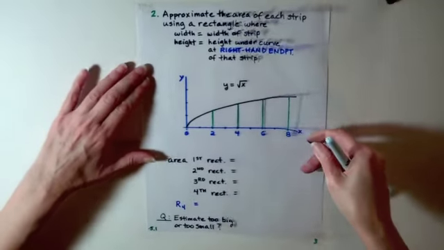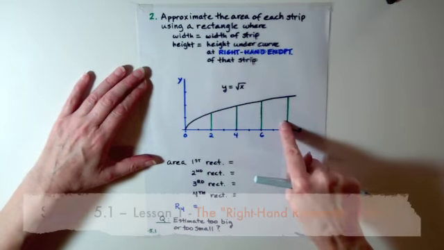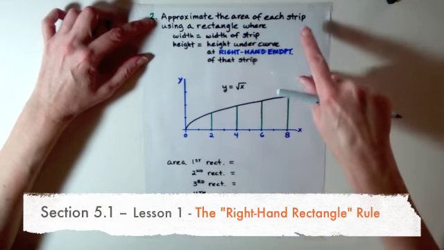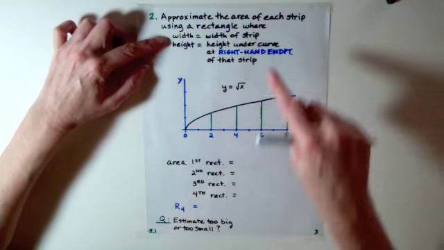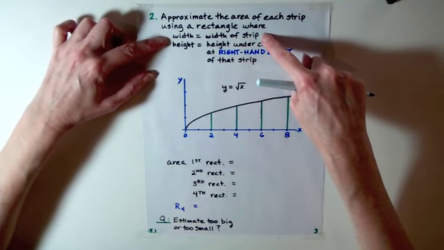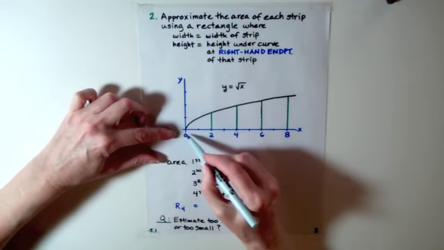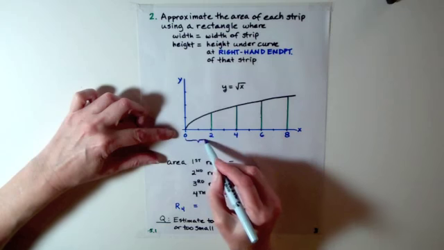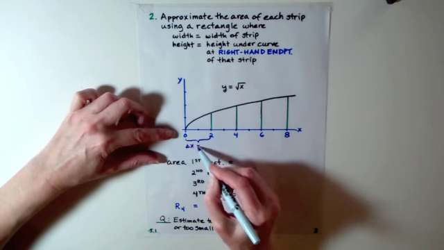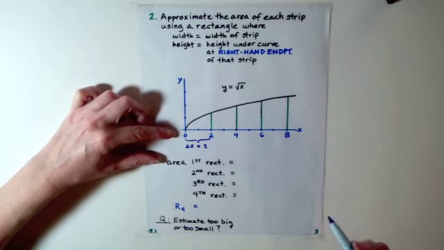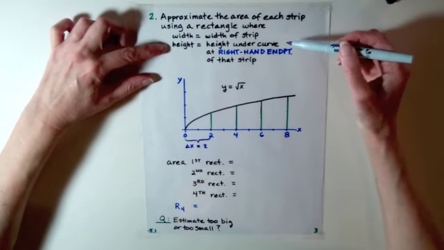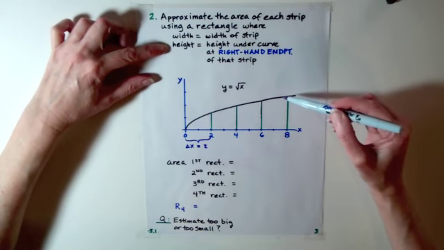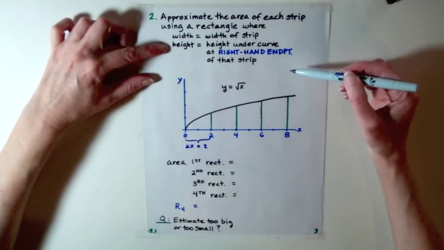Okay, so how are we going to use rectangles to approximate the area of these 4 strips? Well, we're going to do it as follows. We're going to approximate the area of each of these strips with a rectangle where the width of the rectangle is going to be the same as the width of the strip. And remember, if we look at, for example, this strip, we already know what its width is. The width we call delta x, and it's 2 units long. And that's actually true for all 4 strips. And how about the height of the rectangle that we want? The height is going to be the height under this black curve at the right-hand endpoint of that strip.